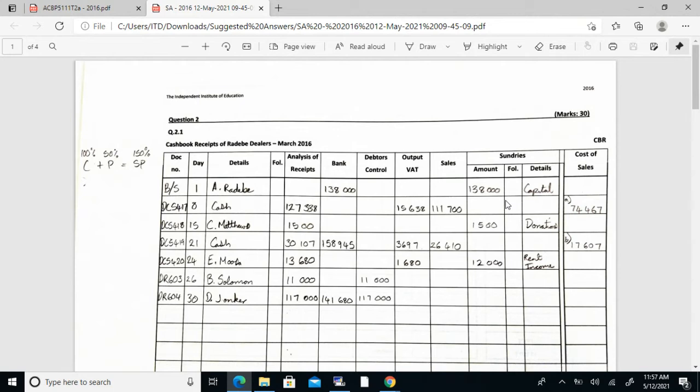Okay? So on the first one, it was a capital contribution, right? So that went straight to the bank account. And then obviously under sundry we report the capital. Okay? And then the next one, I think it was a sale, yes, duplicate cash slip. So that was a sale of trading inventory. There you can see under analysis of receipts.